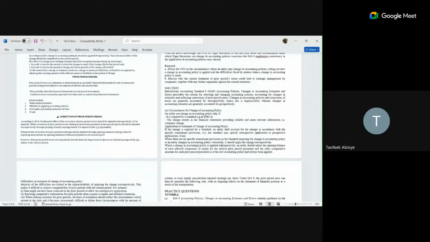All right. So if the error is immaterial, that is when you can ignore it, or you adjust the current period. But if the error is material, you should adjust it from the previous year.